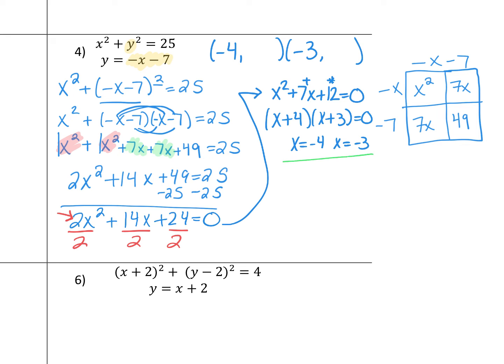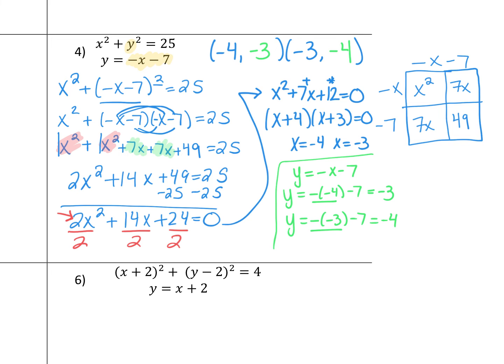Now I'm going to need to plug those back in to solve for y. So I'm going to use that second equation, and I'm going to put in negative 4 with a negative x, so that'll give me a positive 4 minus 7 is negative 3. All right, and then I'm going to do negative 3 minus 7, same idea, positive 3 minus 7 is negative 4. And so this will be my solution for number 4.